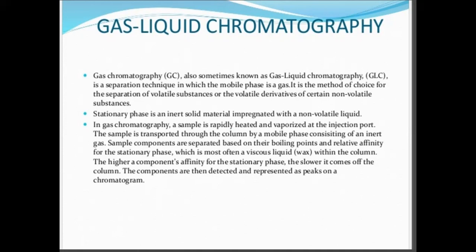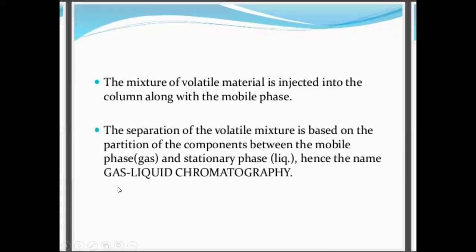The components are then detected and represented as a peak on the chromatogram. The mixture of volatile material is injected into the column along the mobile phase. The separation of the volatile mixture is based on the partition of the components between the mobile phase and the stationary phase. Hence the name gas chromatography.